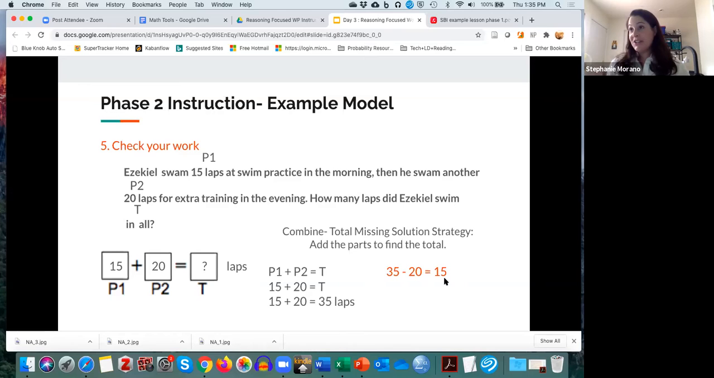You could use that strategy. You could use another one to check work. Again, that piece is really flexible. We just want to make sure that we include check your work as a final step.